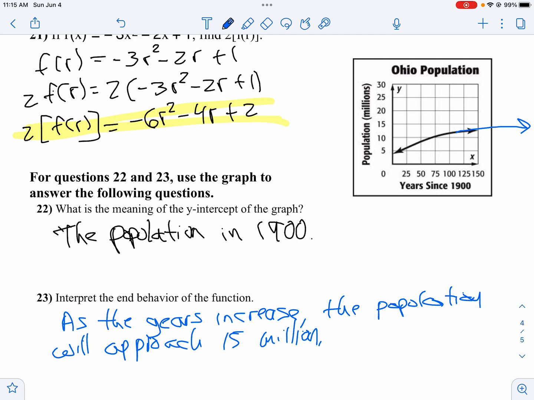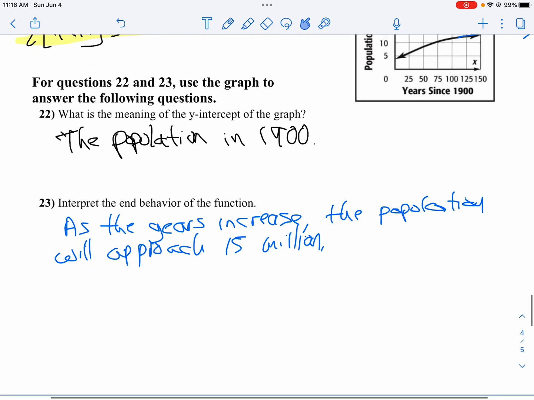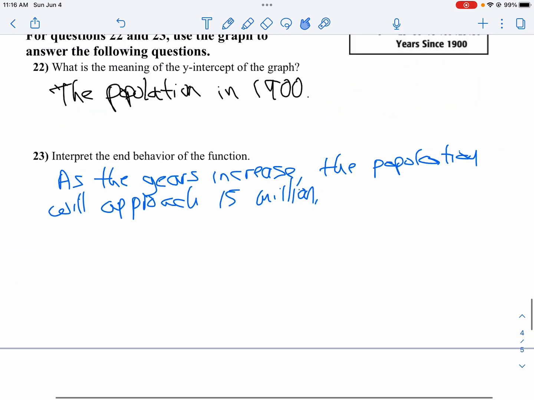Now you don't have a behavior to the left because time can't be negative. So I guess we could say it starts at a little bit under 5 million, but that's really not what I consider end behavior. End behavior is what happens as it keeps on going and going in one direction. And that's what we do in that question.